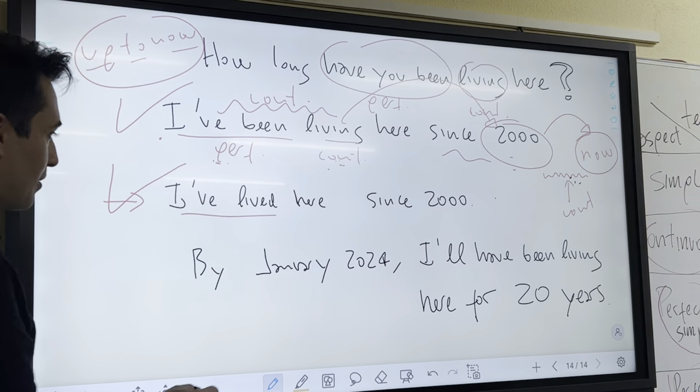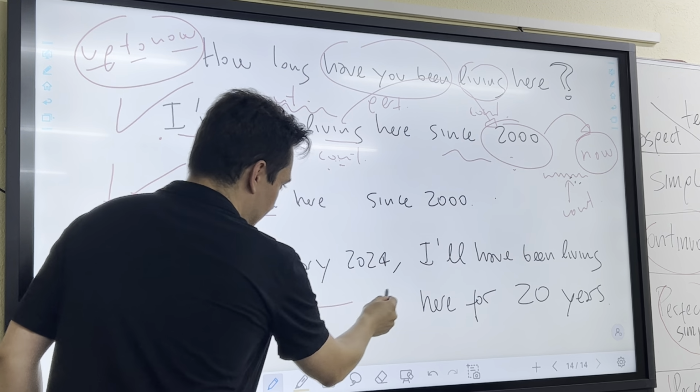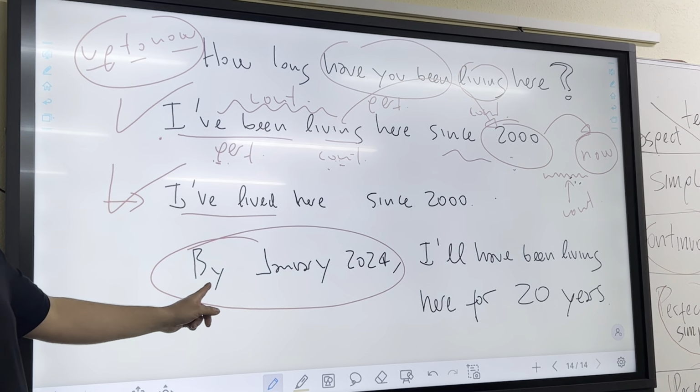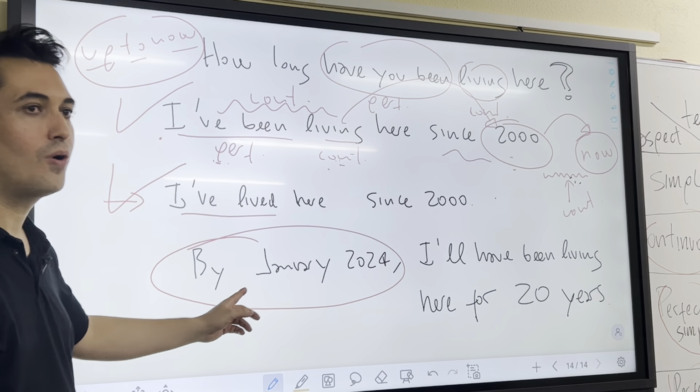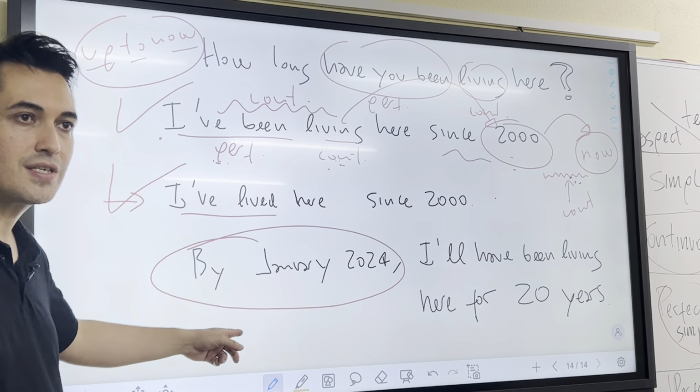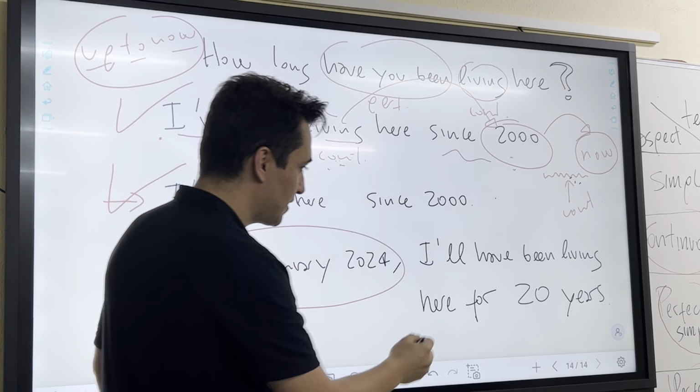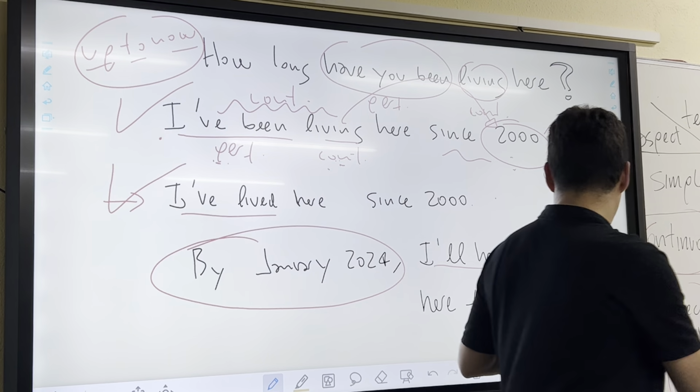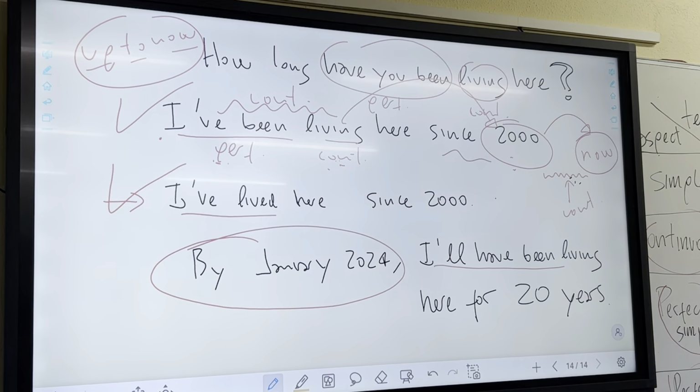If I say by January, look at this. Danny, this is what I said before. Normally, when you say by January 2024, by this time next week, by this time next year, then you use this. I'll have been living. What is this? This is future perfect continuous. Yeah, have a look at this.